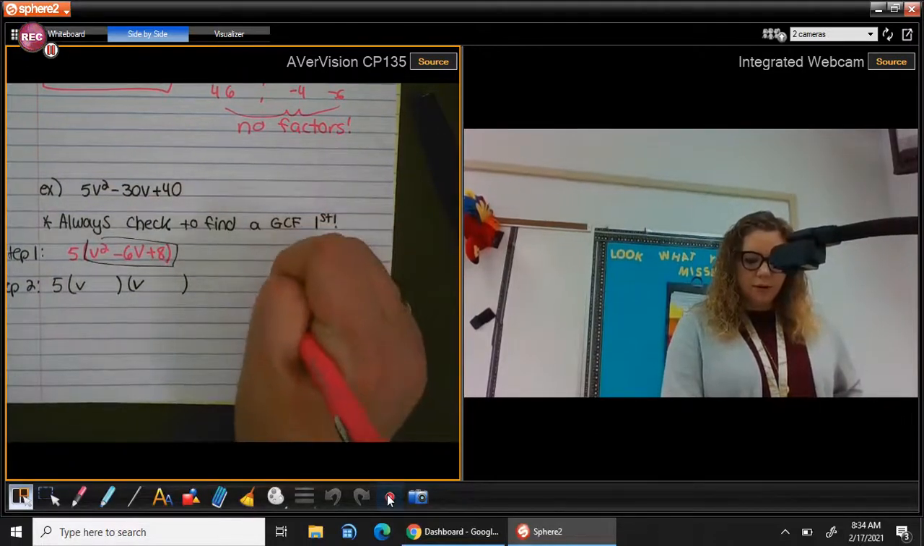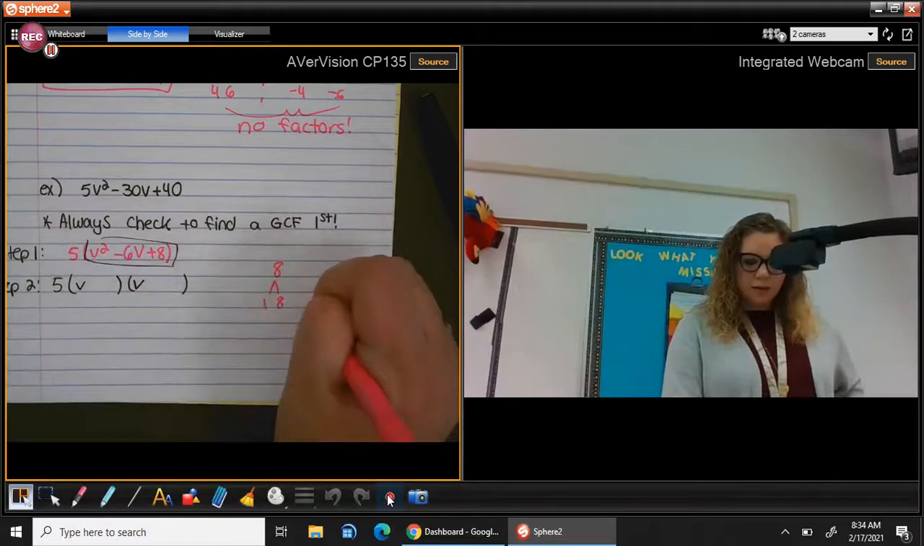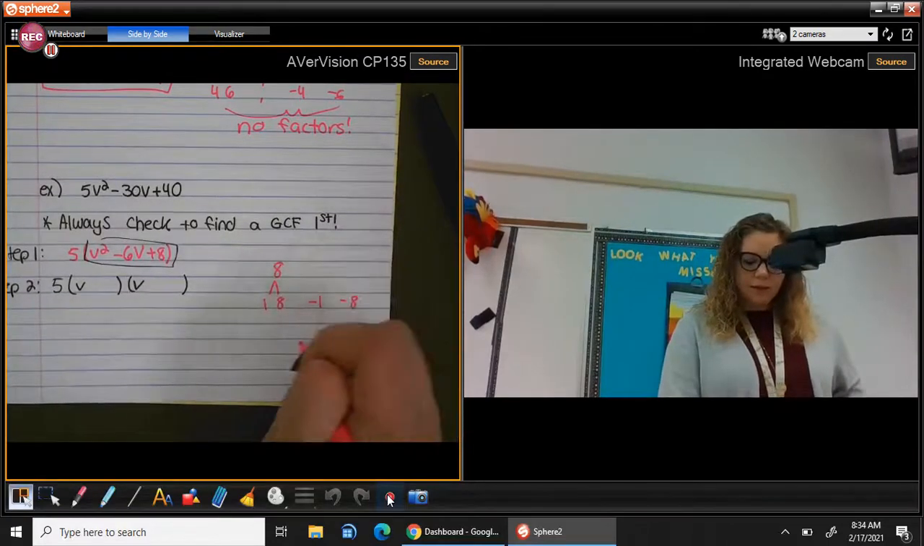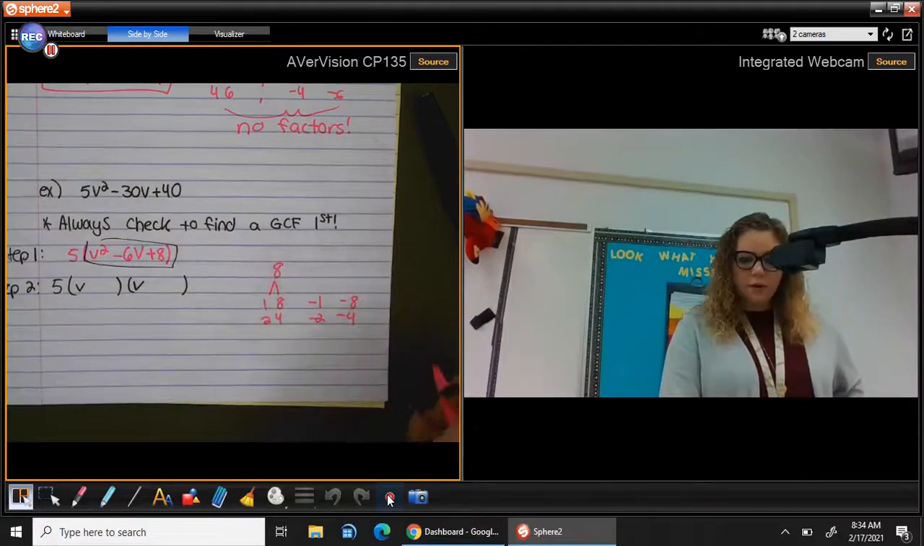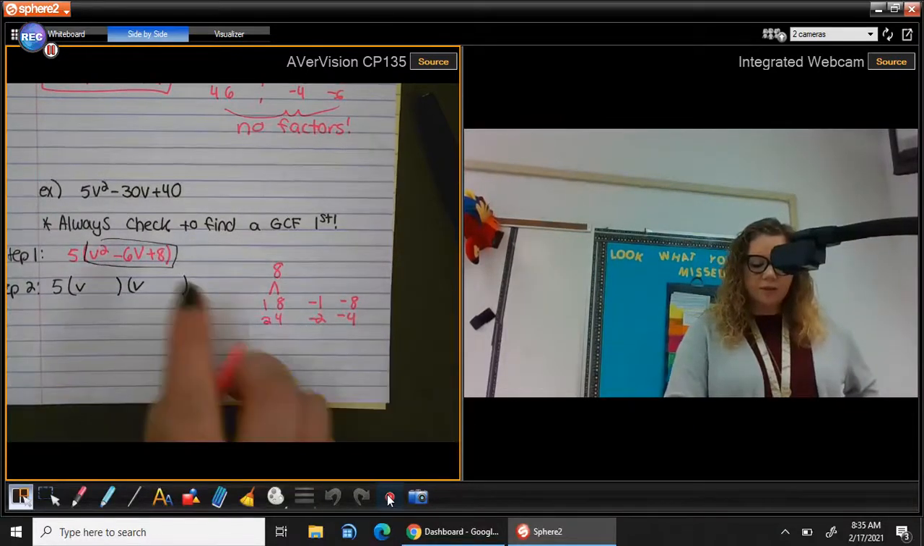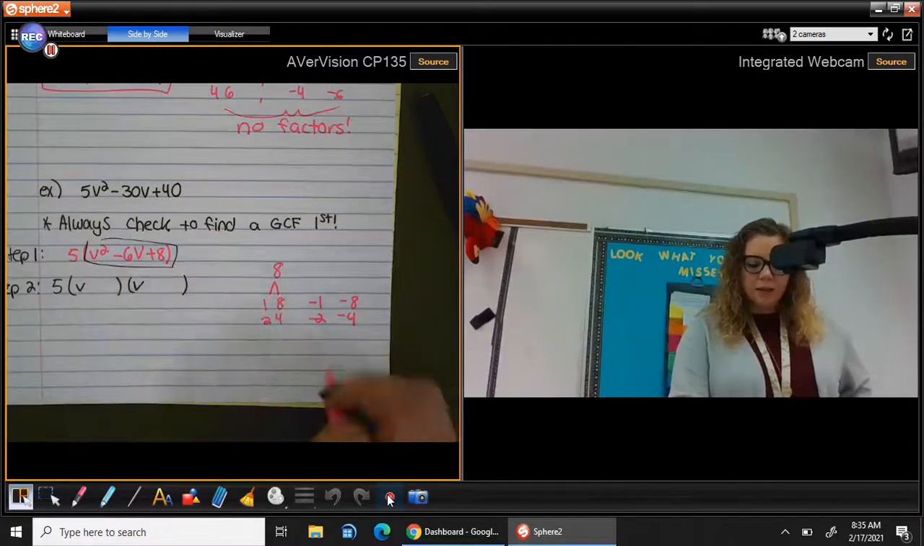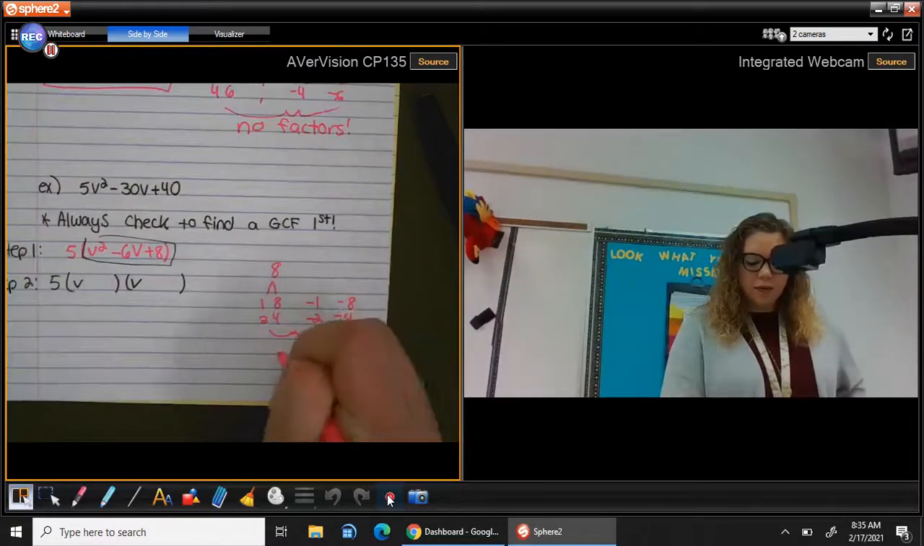So I'm going to write out my factors. I have 1 and 8. I have -1 and -8. I have 2 and 4, -2 and -4. Okay, so which one of these added together would give me -6? Okay, and that is going to be -2 and -4.